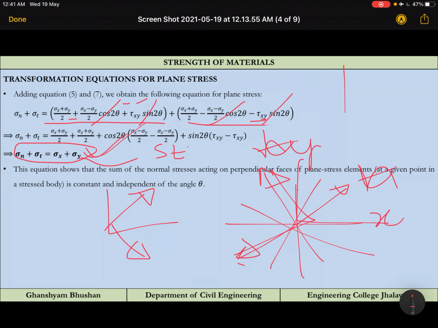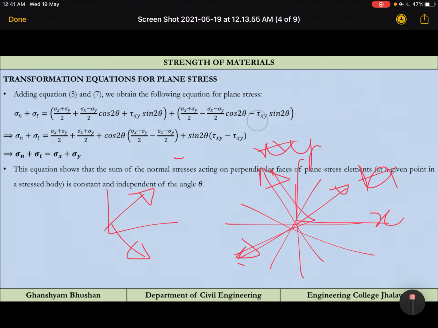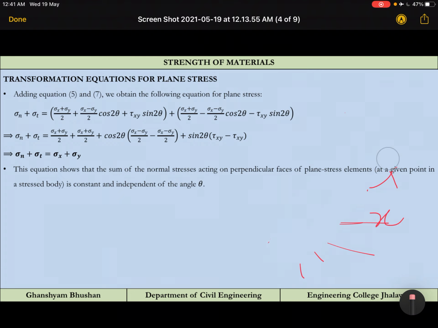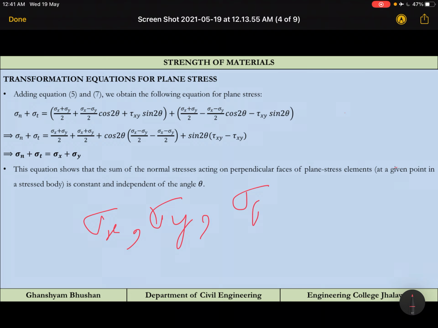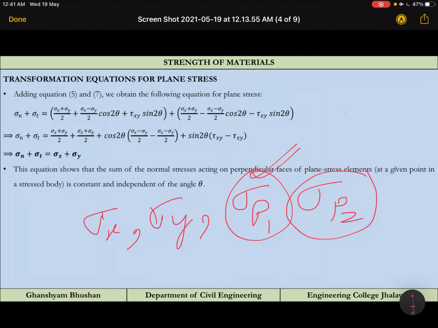So why am I telling you this? Because if you solve some problems of GATE or engineering services, sometimes they ask, in the next lecture or in coming lectures we are going to see the concept of principal stresses. So they will give you sigma x, sigma y and sigma p1, sigma p2. So these are some kind of stresses. For the time being, let us consider them two stresses on two mutually perpendicular axes. So one of the stresses is given and you are asked to calculate sigma p2.